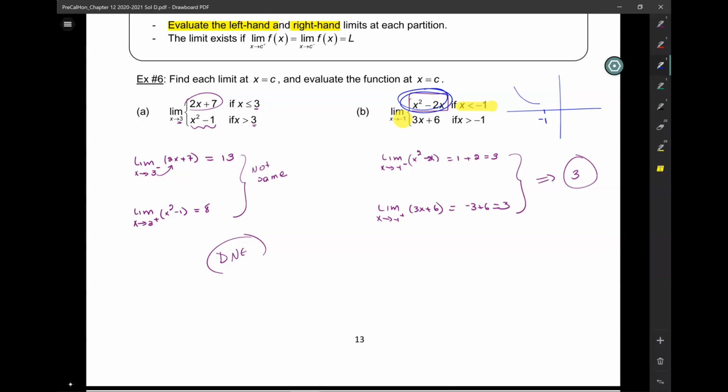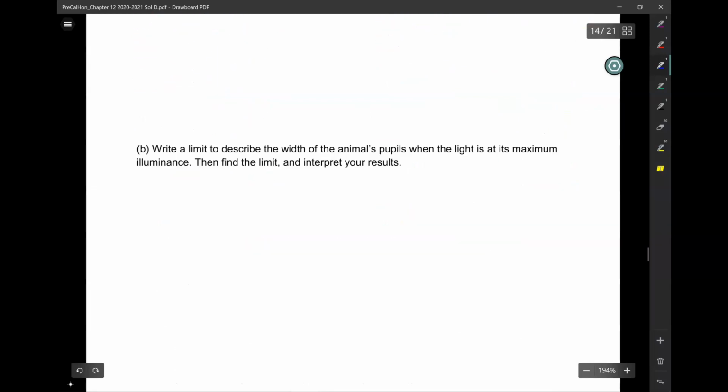No, it's like this. This is how the function looks. You're looking at negative 1, immediately to the left and immediately to the right. Immediately to the right, the function is 3x plus 6. So it's negative 1 from the left, negative 1 from the right.